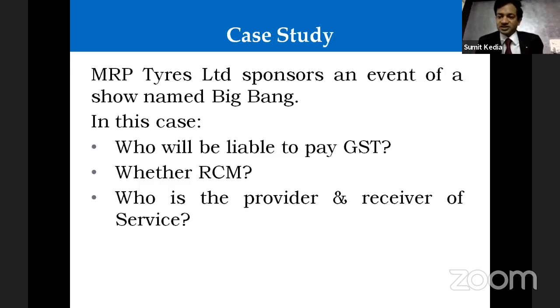See, why I'm putting this case study, my main intention here is, many times there's an ambiguity in case of RCM transaction, in case of sponsorship specifically, as to who is the service provider and who is the service receiver. Let's test it now. So if you see, this is the question. MRP Tires Limited sponsors an event for Big Bang. Who is the service provider here and who is the service receiver in your opinion? Who is the service provider? Who is the service receiver?